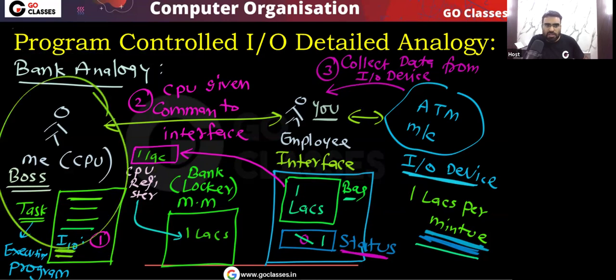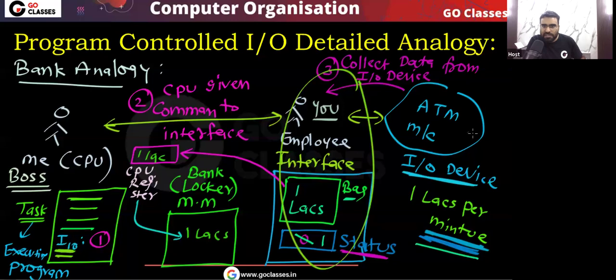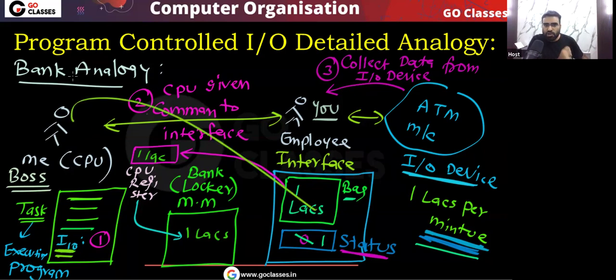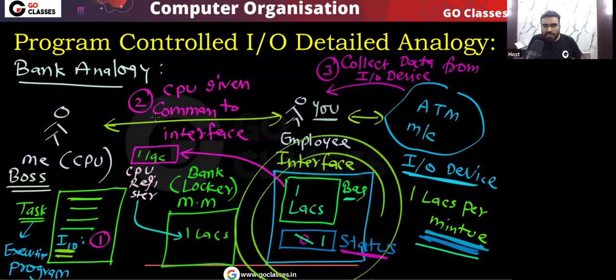Also remember, the CPU is in complete control, and the CPU is not doing any useful work when this data is being collected. Yes or no? When the interface is collecting the data from the IO device, from the ATM machine, the CPU is not doing any other useful work. What is the CPU doing? The CPU is waiting and also checking: is the data ready, is the data ready?